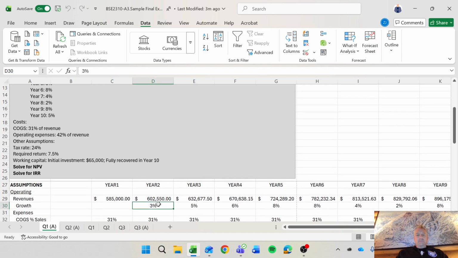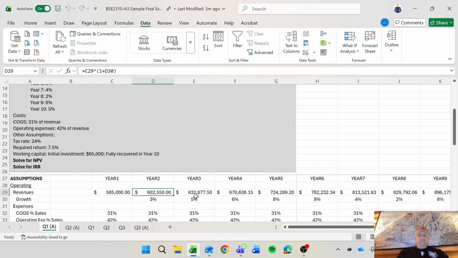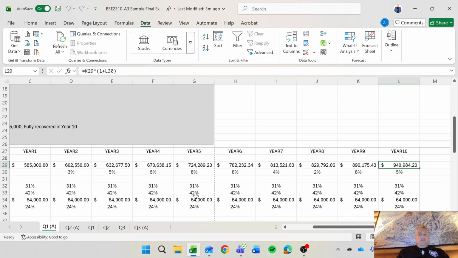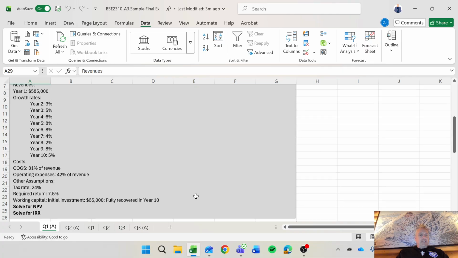Then we have our revenue starting at 585 and then growing by disparate numbers: 3, 5, 6, 8, 8, etc. So just be careful with your data entry. And then our formula is going to be the previous year multiplied by 1 plus that growth rate, and should get us to 940,000 in revenues by that last year.